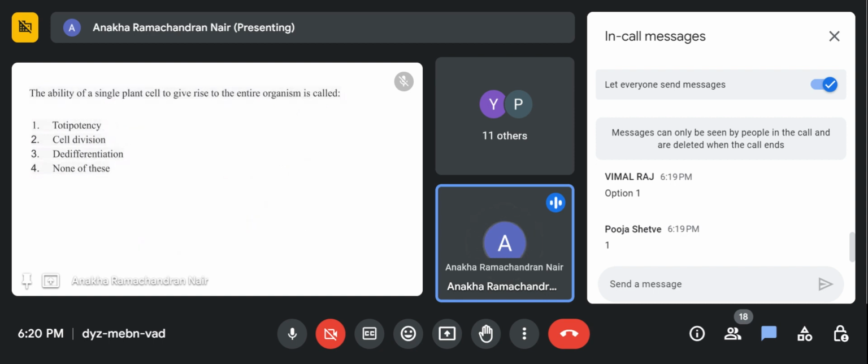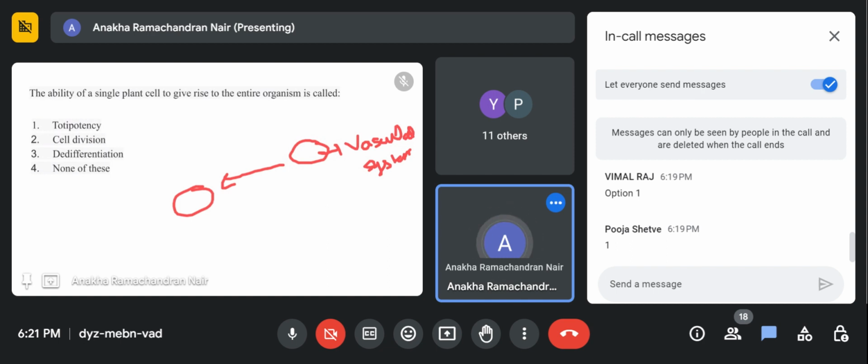Okay, and de-differentiation is where a differentiated cell, so imagine this is a cell that is part of the vascular system of a plant, is de-differentiated to form a cell that is just a plant cell, a callus, and nothing else. It is not a differentiated plant cell. It doesn't have a function in the entire system of the plant. It's just a plant cell and it's de-differentiated.